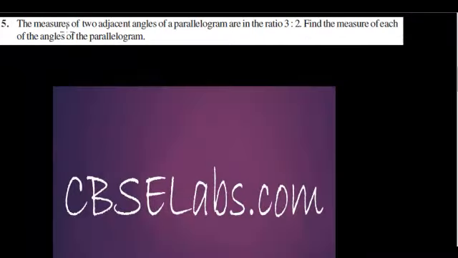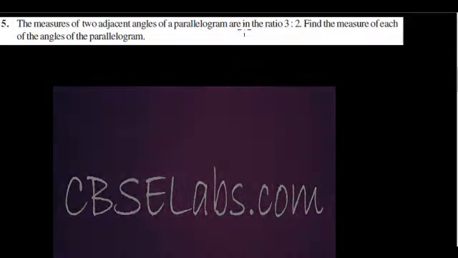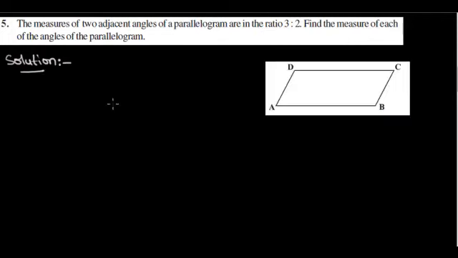Here, the measures of two adjacent angles of a parallelogram are in the ratio 3:2. Find the measure of each of the angles of the parallelogram. Let us begin with the solution.